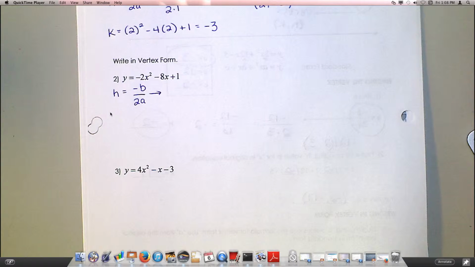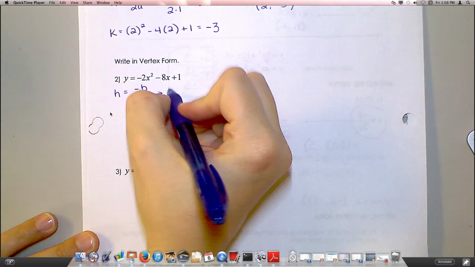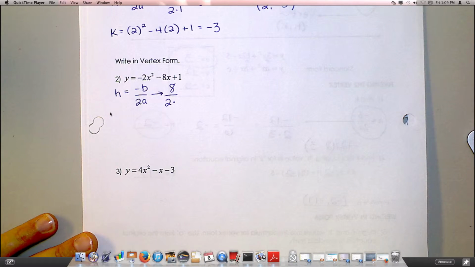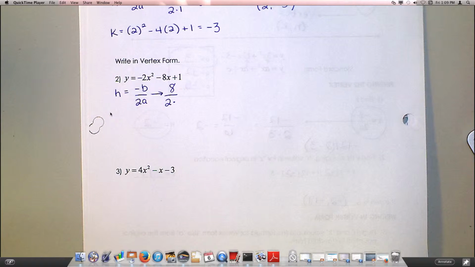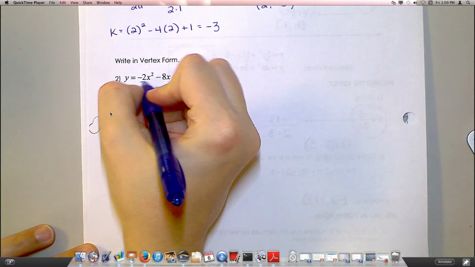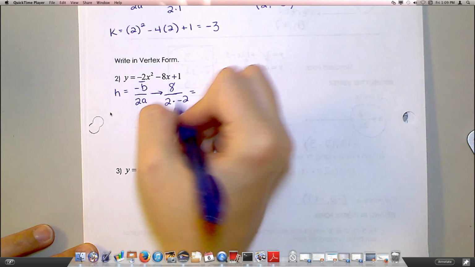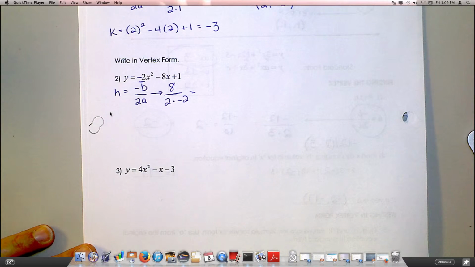What's my b value? -8. So then I need to do the opposite of that, which would be +8 over 2 times A. What's A? -2. It's the number in front of x squared. So 8 over 2 times -2.